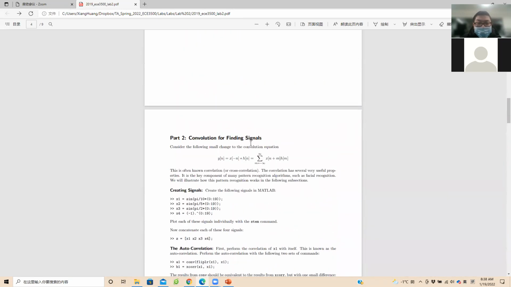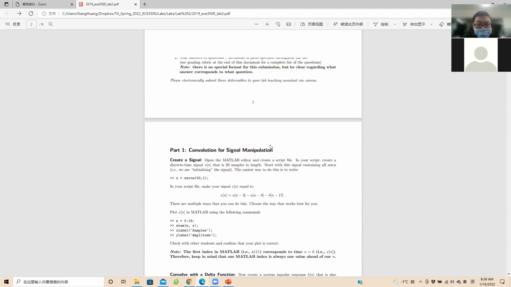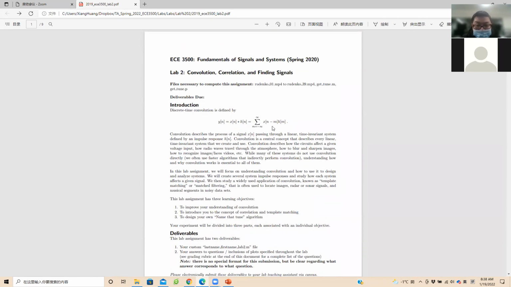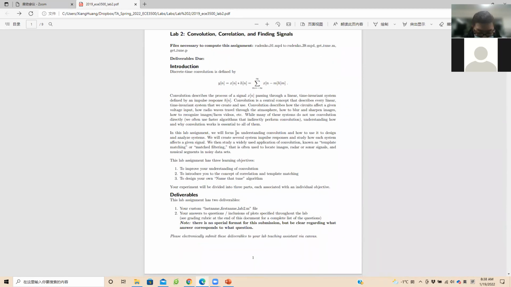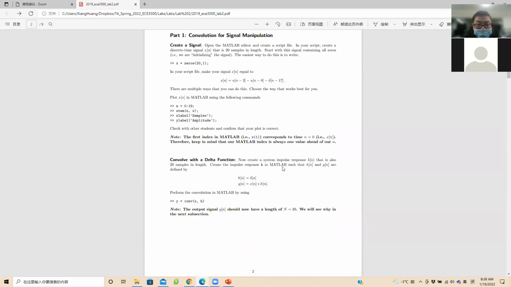And the next part, I want to show some basic knowledge of how to use MATLAB to generate signals, and cover some samples over this lab 2.